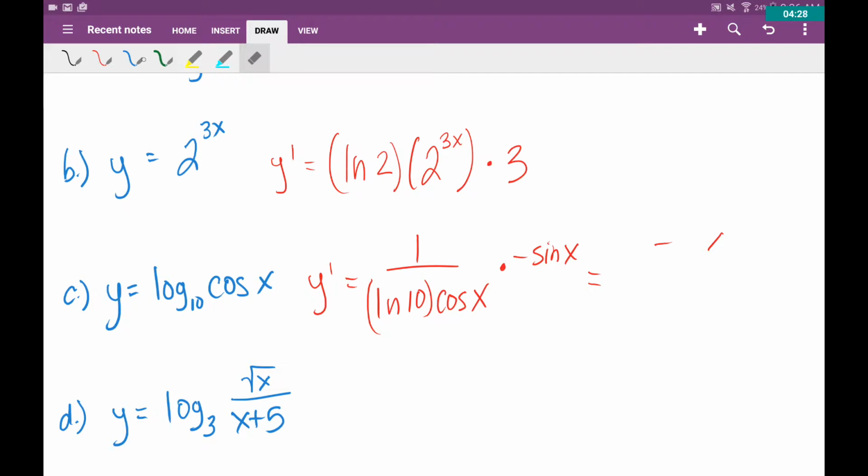Of course, my tablet decides to update in the middle of this. Negative tangent of x over the natural log of 10.